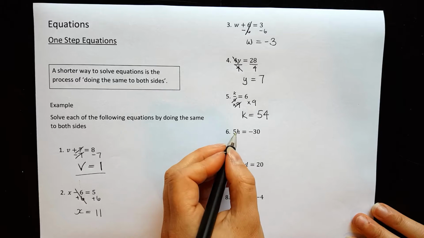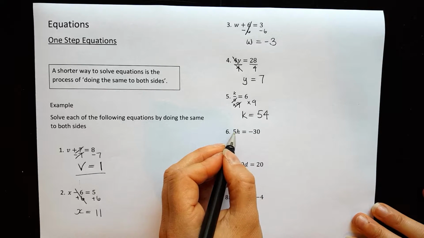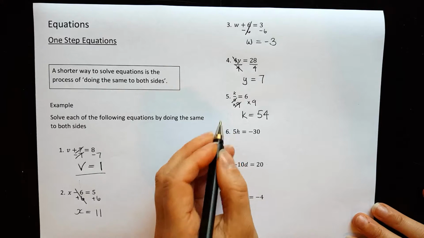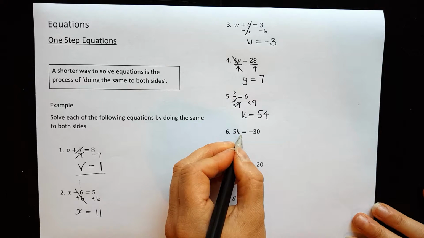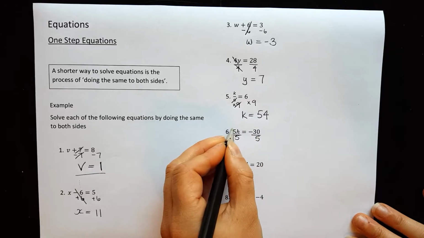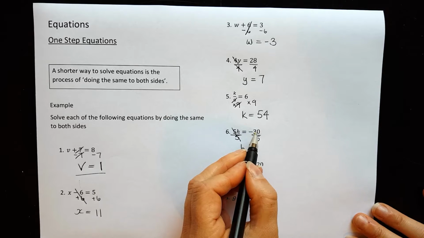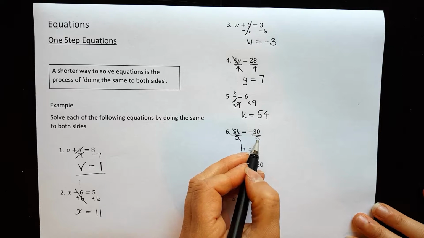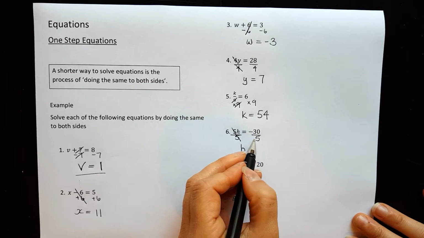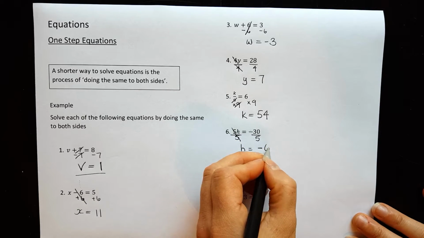Question 6. 5h is equal to minus 30. I need to get rid of this 5 with the h. That's multiplied. The inverse is to divide by 5. Gets rid of that. h is equal to minus 30 divided by 5. A minus and a positive number divided will give a negative answer, and 30 divided by 5 is 6.